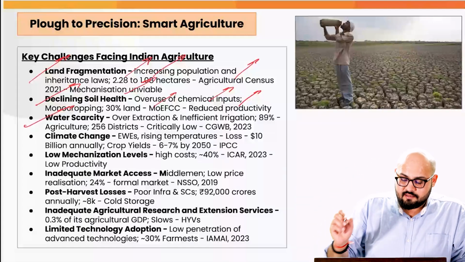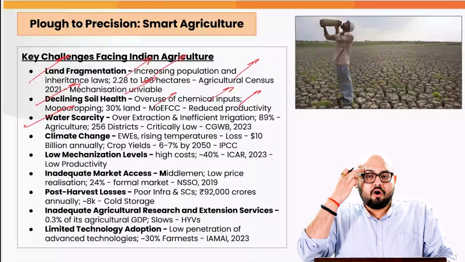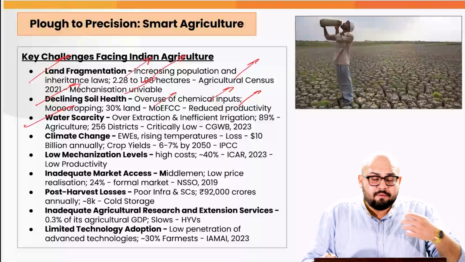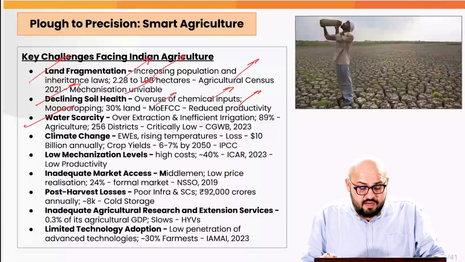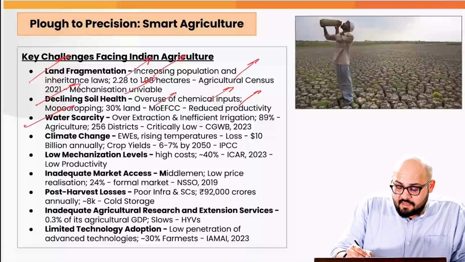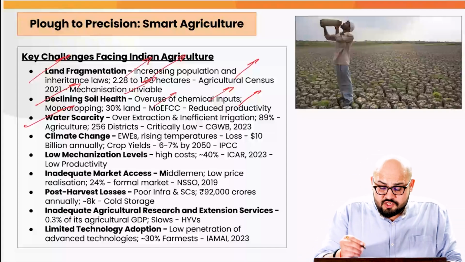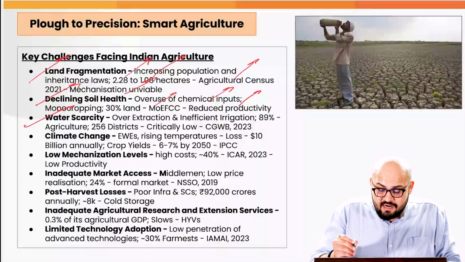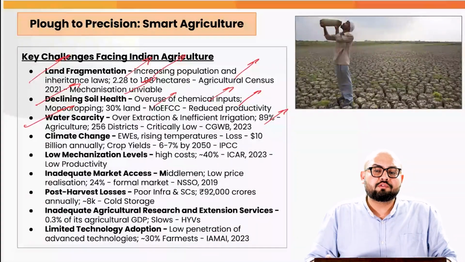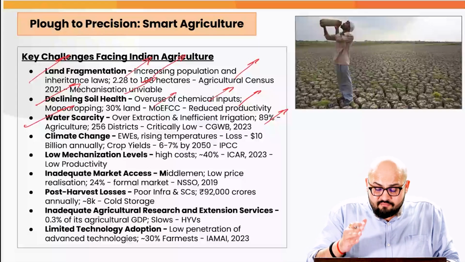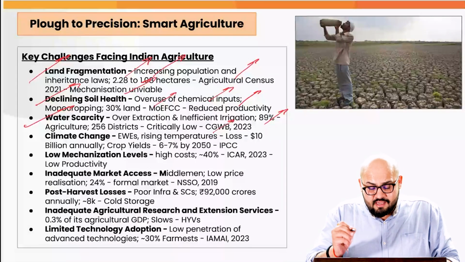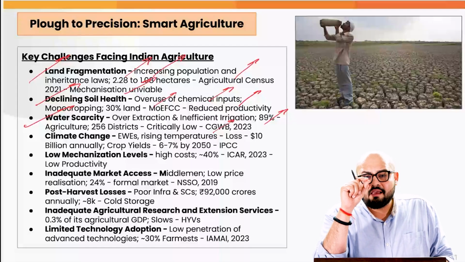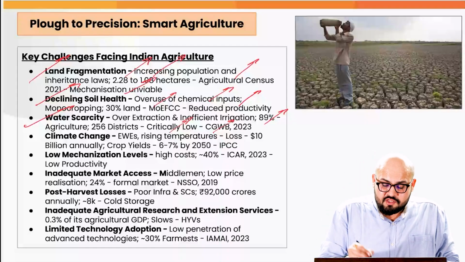Next is water scarcity. What we are dependent on is the excessive extraction of groundwater, so ultimately it leads to the depletion of the aquifers. Therefore, it is a very serious situation. And again, it needs to be emphasized that there is also the issue of inefficient irrigation. We have data provided by the Economic Survey, which says that almost 89% of the total water usage in the country is for agriculture. Then we have a recent report by the Central Groundwater Board, which says that in 256 districts around the country, the groundwater level is at a critically low position.